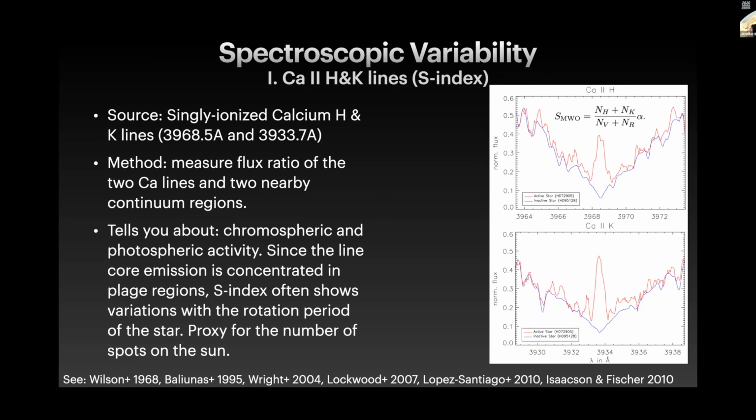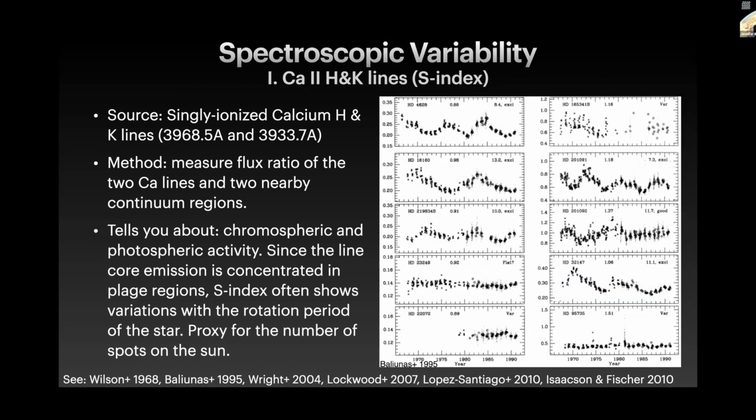And so the way that we measure the calcium index is by adding the flux in the H and K lines and then dividing it by the flux in two nearby continuum regions that we don't think should show variations due to stellar activity. So by measuring that index over time, we can look for signs of periodicity.